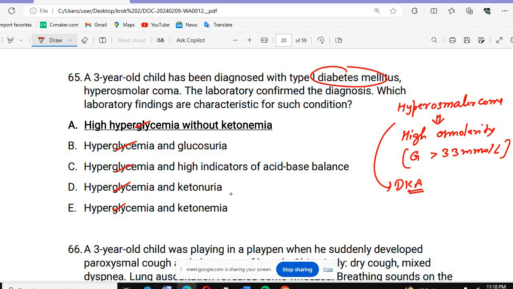In this patient we see a hyperosmolar coma, but in case of diabetic ketoacidosis, they will give you something about ketone bodies. If the question mentions ketone bodies in the urine, or a smell, we can say this patient has ketone bodies. But in this question they didn't give any such explanation, so that means it is high hyperglycemia without ketonemia.